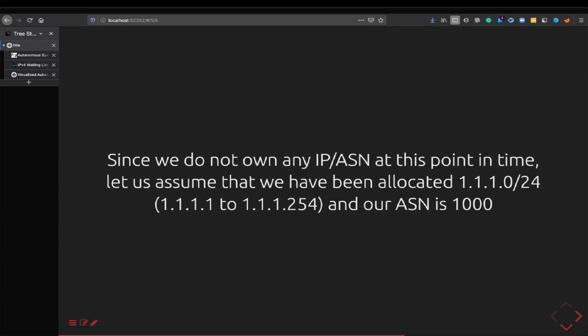So since we do not own any physical IP, since we did not really go and buy an IP, I think we can safely assume that we have a subnet allocated to us, which is 1.1.1.0/24, and we have 254 IPs in that subnet, from 1 till 254. Okay, for simplicity in this entire video, I'm going to strip off these two middle ones, and I'm just going to say 1.1 and 1.254. Okay, and let's assume the autonomous system number that we have been allocated is 1000.